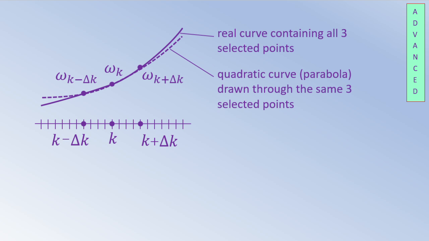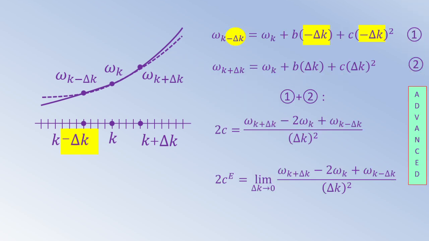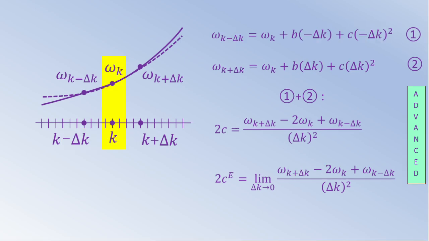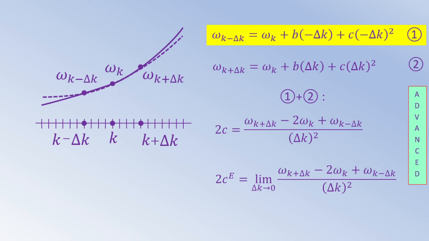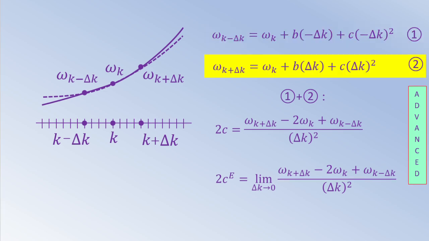Let's write down these quadratic dependencies for the 3 points shown in the figure and construct a parabola based on these relations. As an argument, we will use the increment delta k of the wave number relative to the central point. For the central point, the argument increment is 0 and the frequency is just omega of k. For the leftmost point, we have omega of k minus delta k is equal to omega of k plus b times minus delta k plus c times minus delta k squared. For the rightmost point, we have omega of k plus delta k is equal to omega of k plus b times delta k plus c times delta k squared.